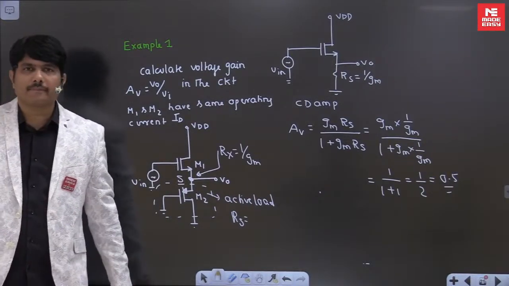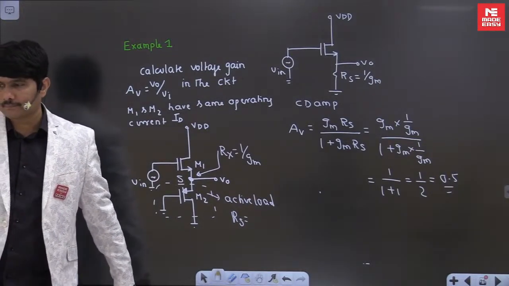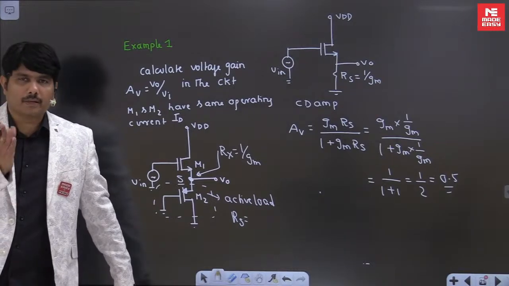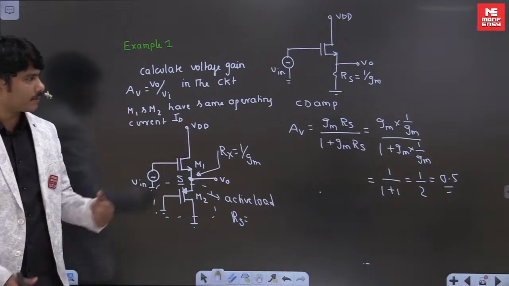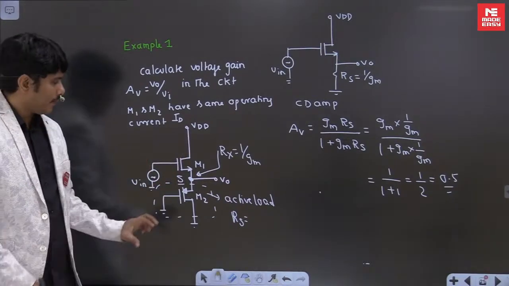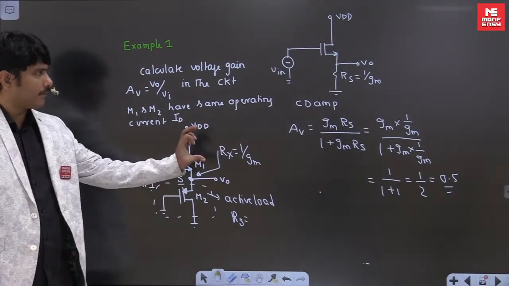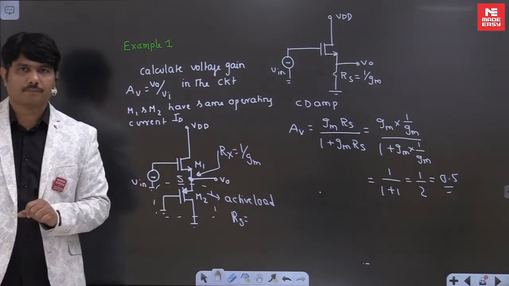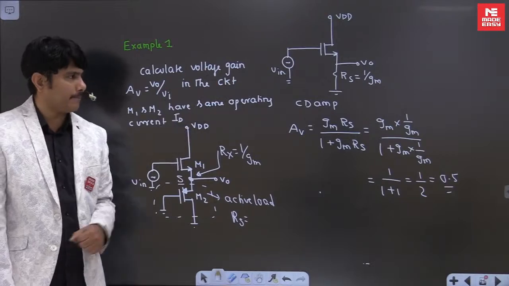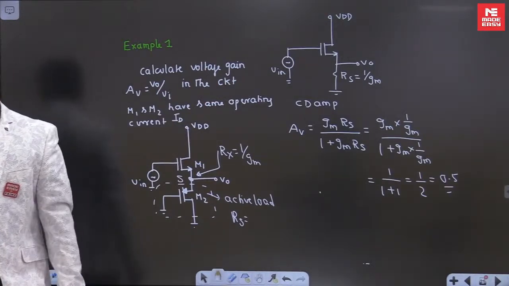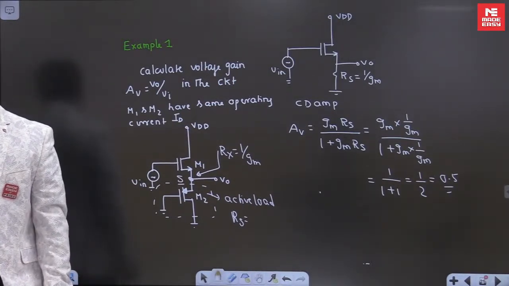So like this, in a single step, we can do the problems. Don't feel it is difficult. These are very simple problems. You must know the 4 steps I taught previously. Those models we can apply and finish off. One more example to clear your doubt. The load here I replace by 1 by GM with my technique: when you see from the source side, you have to replace it by 1 by GM. It became a common drain amplifier. 0.5 is the correct answer.